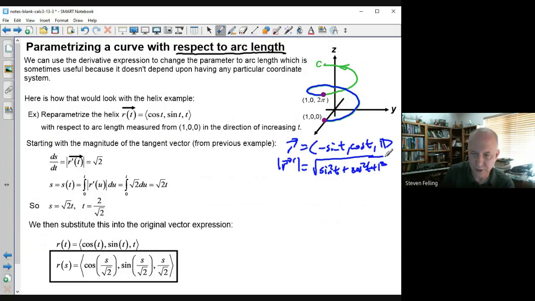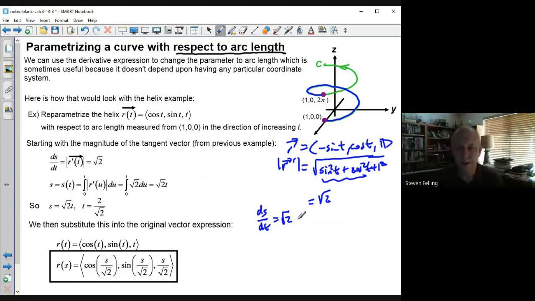Everything is weirding out here. But sine squared plus cosine squared is 1, so this is the square root of 2. So we did that before. What we're going to do now is say there is an arc length function s such that the derivative of that function is equal to the magnitude of the tangent vector.